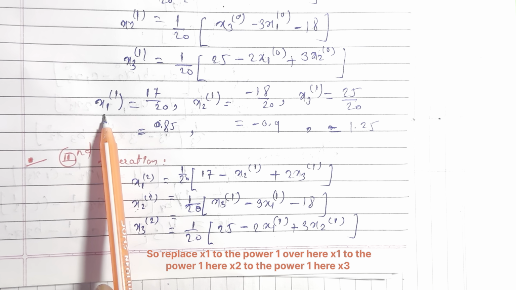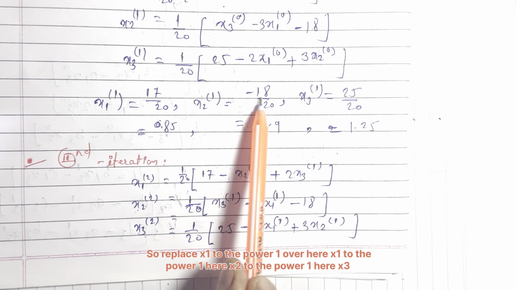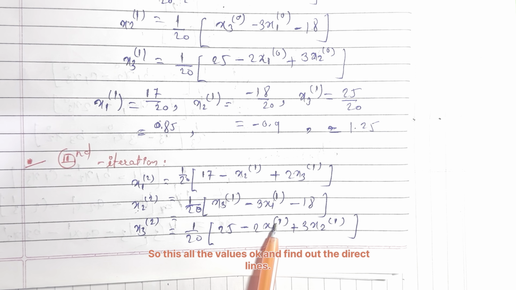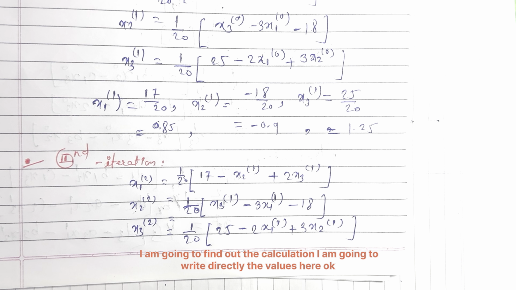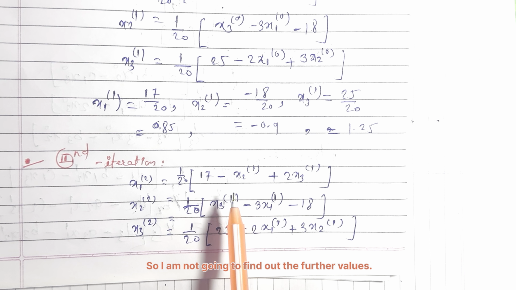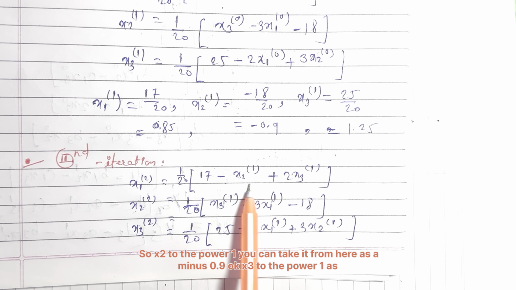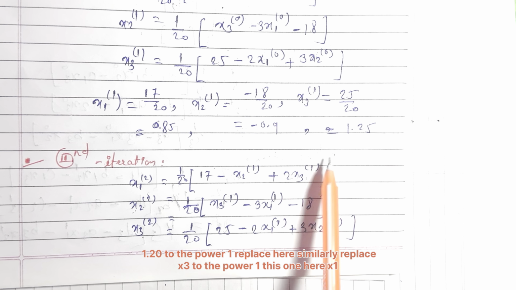Okay, so replace x1 to the power 1 over here, x1 to the power 1 here, x2 to the power 1 here, x3 to the power 1 everywhere. Replace all the values and find the answers directly. Okay, find the calculation. I'm going to write the values directly here, because it is just a substitution. Okay, it is just a substitution, so I'm not going to show the further steps. So x2 to the power 1, you can take from here as minus 0.9. Okay, x3 to the power 1 as 1.25.